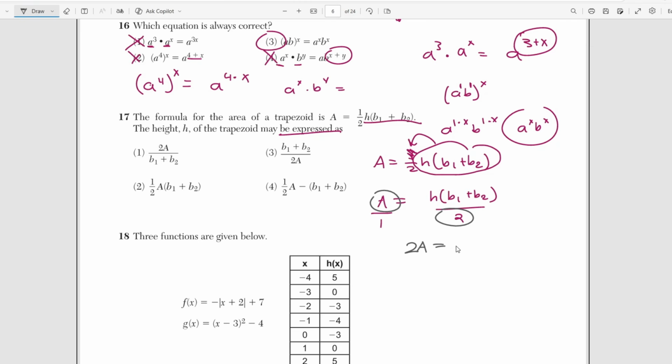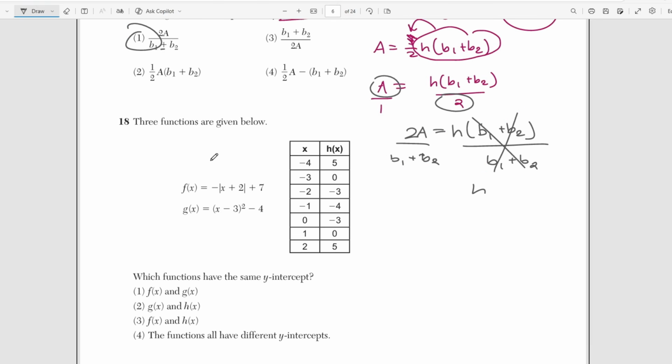It's the same thing. So here, this is equal to h times b1 plus b2. Okay, now I want to solve for h. I want to get h alone. What's bothering h right now? Well, it's being bothered by this b1 plus b2. So if I divide both sides by b1 plus b2, this cancels out, and I'm left with h. So h is equal to 2a over b1 plus b2, okay?